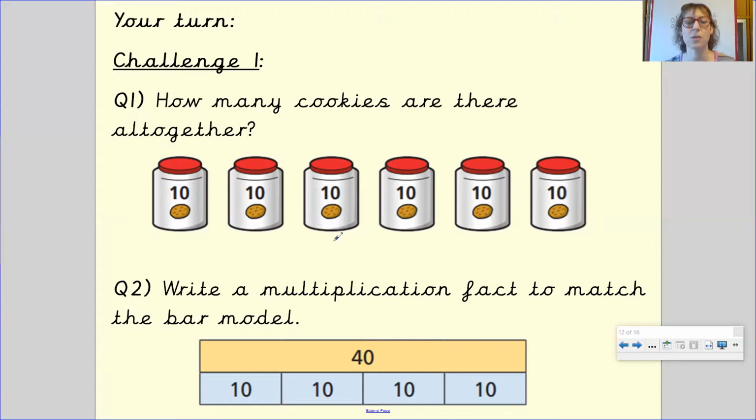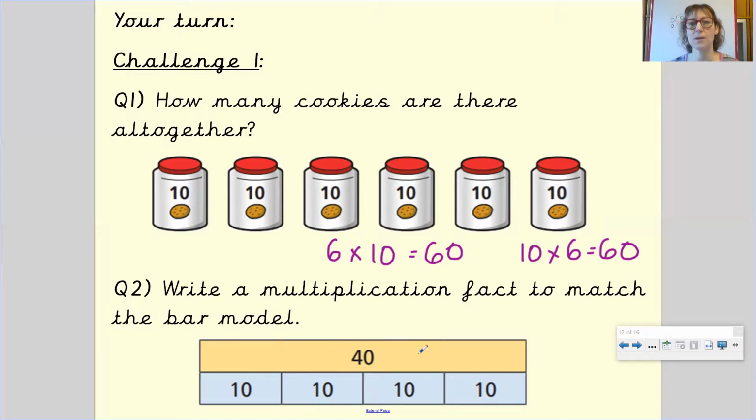So you could do your multiplication. 6 times 10 equals 60. And you can do it the other way around as well, if you're feeling very mathematical today. The next one is just like those ones we were doing earlier. You have got 4 lots of 10, so 4 times 10 is 40. Can you do the multiplication to match the bar model? And again, you can do the commutative multiplication too.